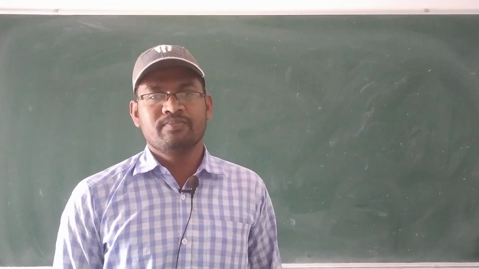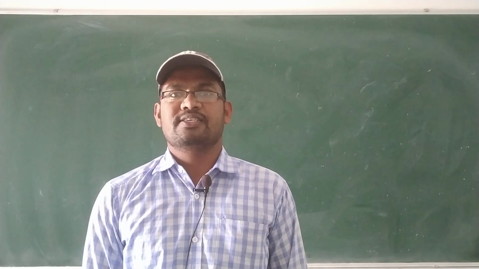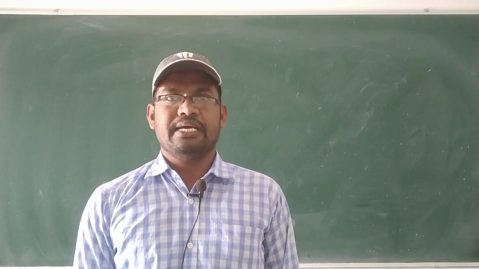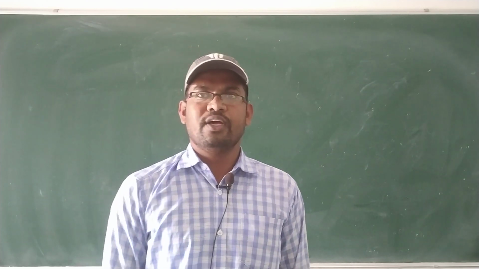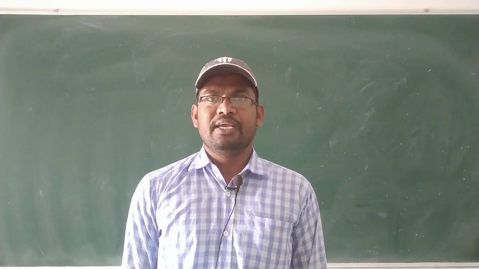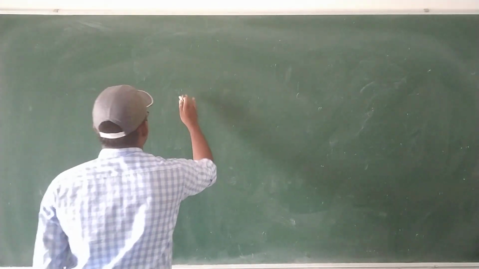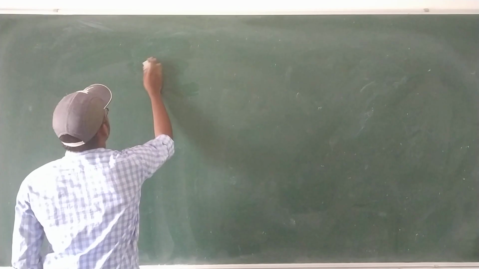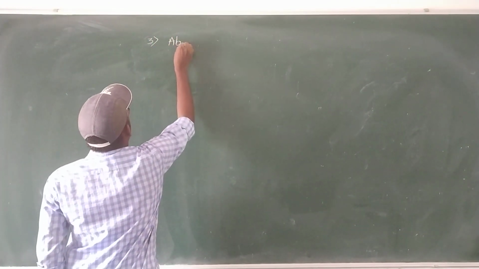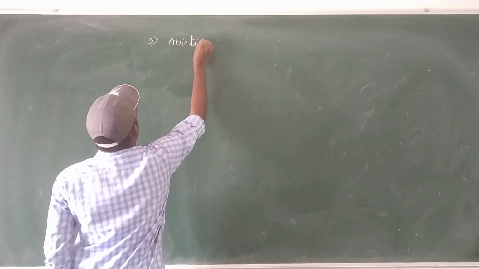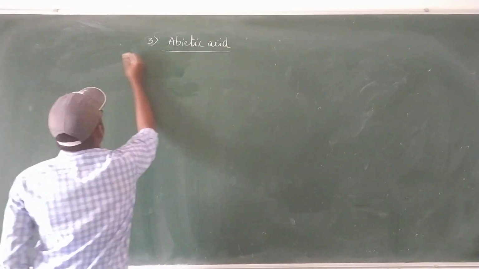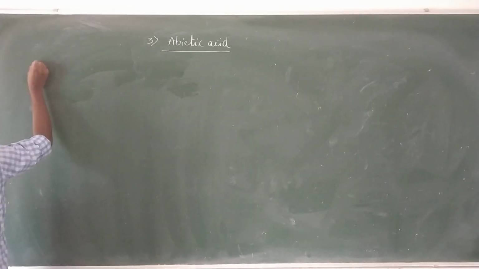Good afternoon, students. In the last video we did structure determination and stereochemistry of reserpine and reserpic acid. In this video we are going to discuss structure determination and stereochemistry of abietic acid. So abietic acid is the third natural product. First let's see the introduction of abietic acid.